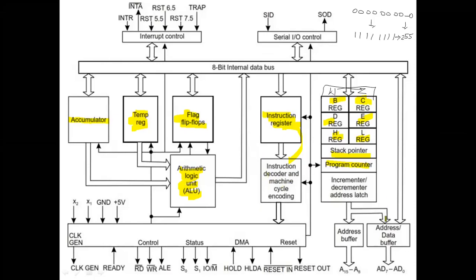Then we have the address buffer and the address data buffer. The address buffer is an 8-bit unidirectional buffer used to drive the external high order address bus. The address or data bus is a bidirectional buffer that is used to drive the multiplexed address data bus.